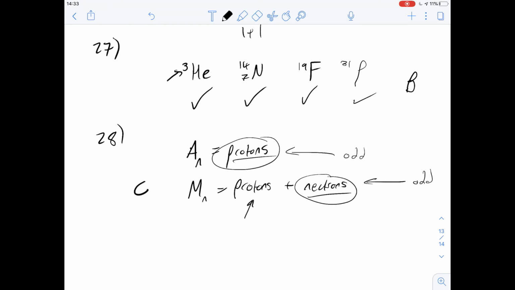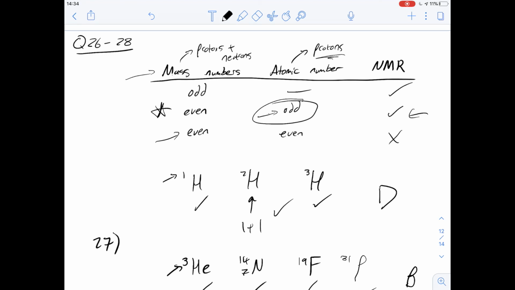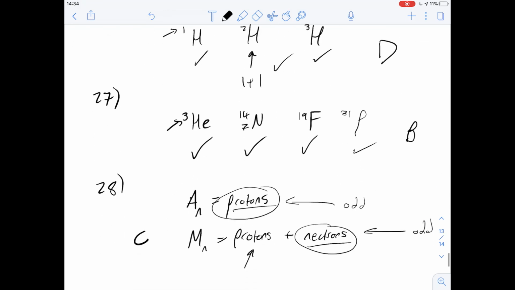But to rule out D, it says even if the number of protons is odd. If the number of protons is odd, NMR will occur anyway. We're told that if the atomic number is odd, which is of course the number of protons, it is going to demonstrate NMR anyway, so it doesn't matter, so it'll end up being C for this.